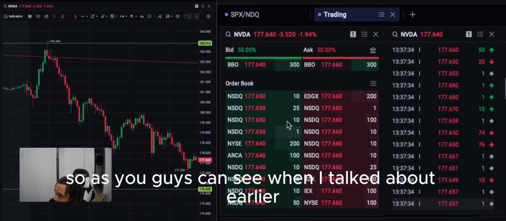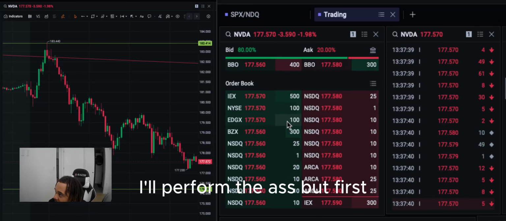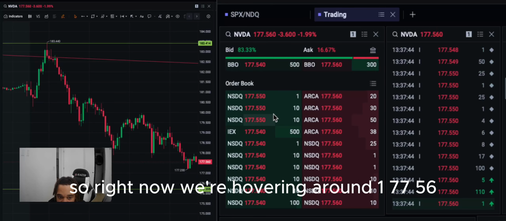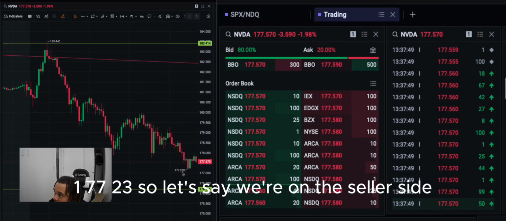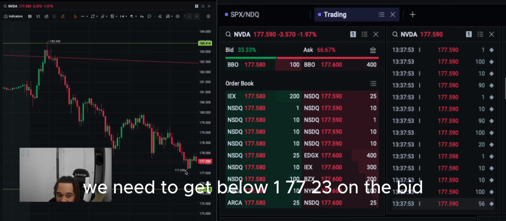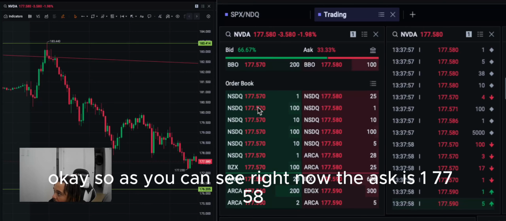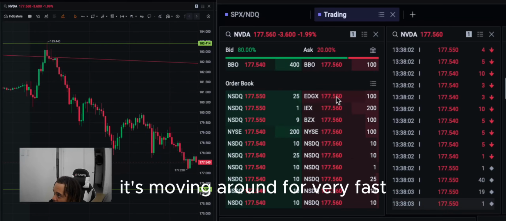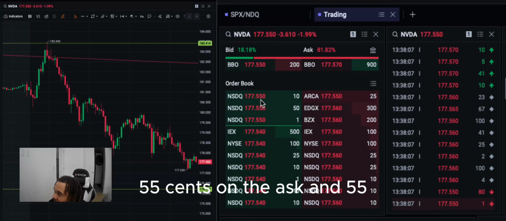As you can see, like I talked about earlier, when you want to see the bid outperform the ask, you first have to meet the ask. Let's see here. Right now we're hovering around 177.56, where there's a wall here at 177.23. Let's say we're on the seller side. We need to get below 177.23 on the bid. As you can see right now, the ask is 177.58, and it's moving around very fast. What we can see here is 54, 55 cents on the ask and then 55, 56 cents on the bid.